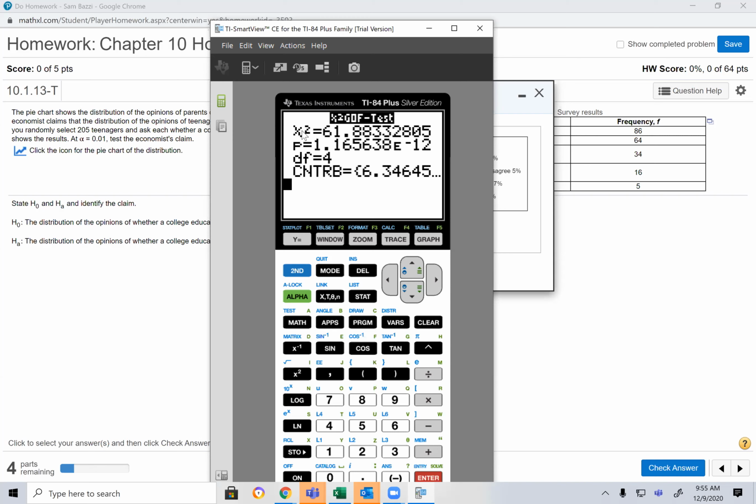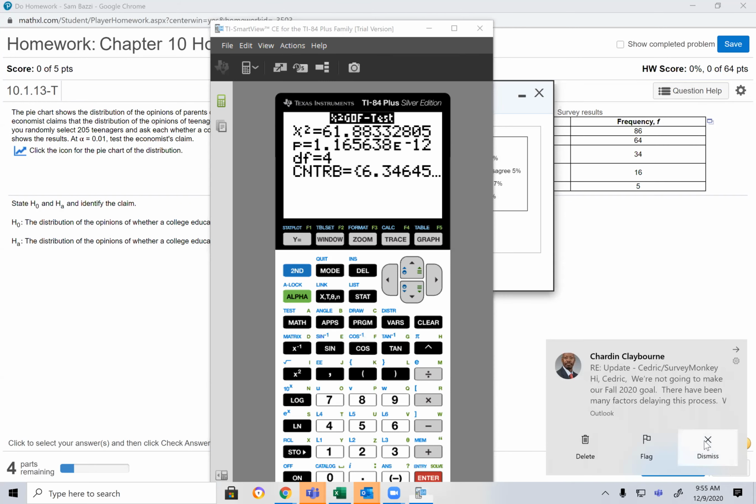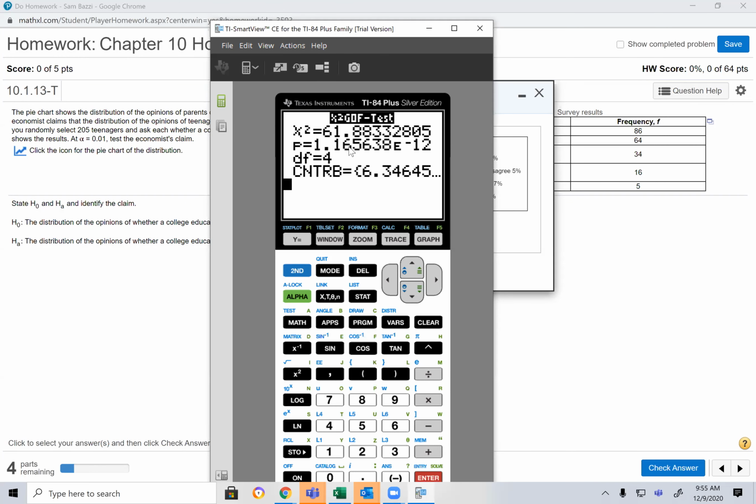This is the P. This is the test statistic. And look at the p-value, guys. Again, don't make the mistake of just copying 1.1656. You see the e minus 12 here? The e minus 12 means you have to move the decimal point 12 digits to the left. That means it's 0. So you just put 0.000 as your p-value.